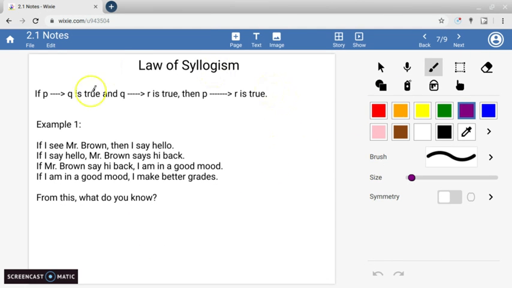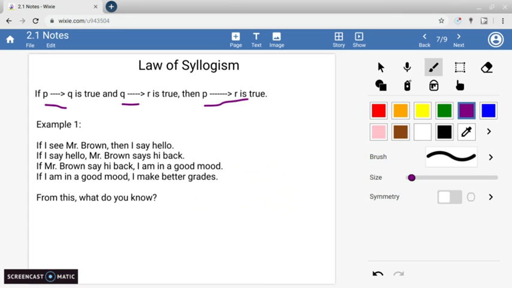Okay, this is the next law. Law of syllogism. I am pretty sure that's how you say it. So this means if P to Q is true, and Q to R is true, and R to S, S to T, then P to T is true. Well, what this means is if the first statement that you hear about is true, and then the second one is true, then the whole thing must be true. And if you don't understand what that means, let's look at this example.